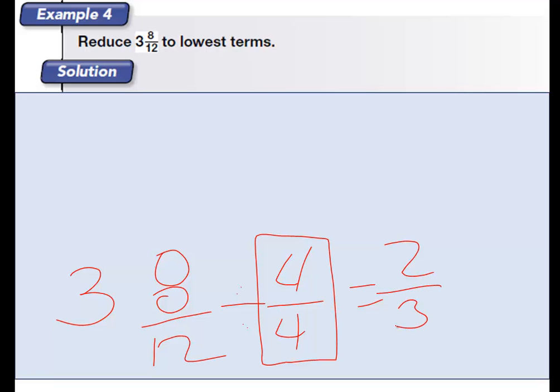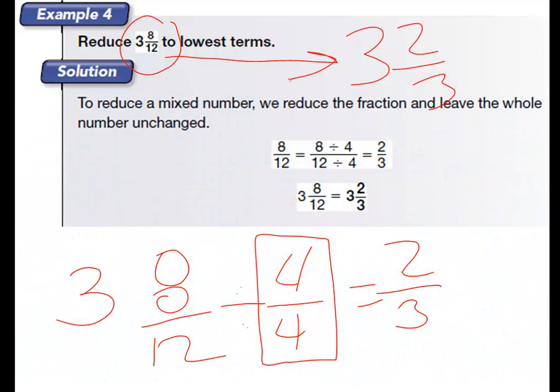Then we bring it all back together, so we'd have 3 2/3. That should be our answer. That should be our lowest terms. That should reduce this down to its lowest term of 3 2/3. Let's take a look and see. All right, great. Hey, I did it right.